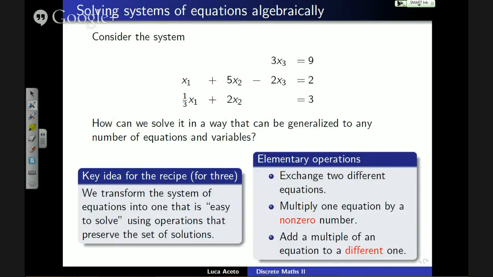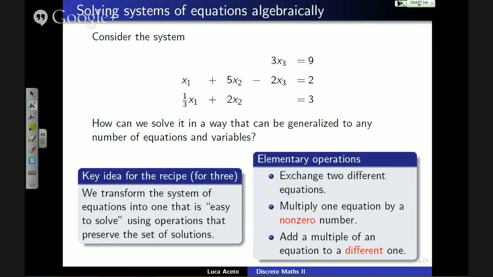Absolutely, if you were allowed in general to add a multiple of an equation to itself, you would be able to multiply an equation by 0. Why? Because what you could do is take this equation, multiply it by -1, and add it to itself. So what I get is 3x3 minus 3x3, 0; 9 minus 9, 0.